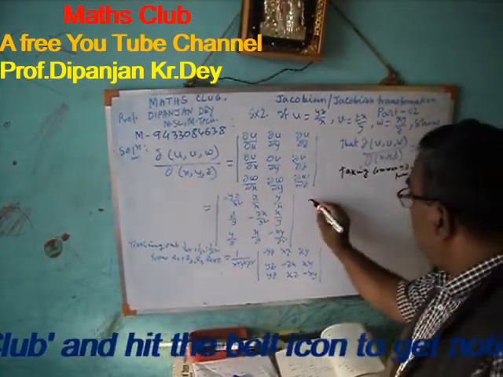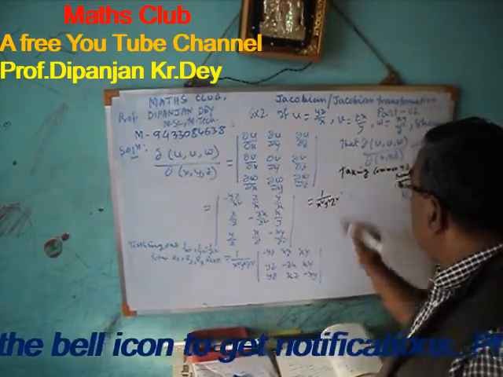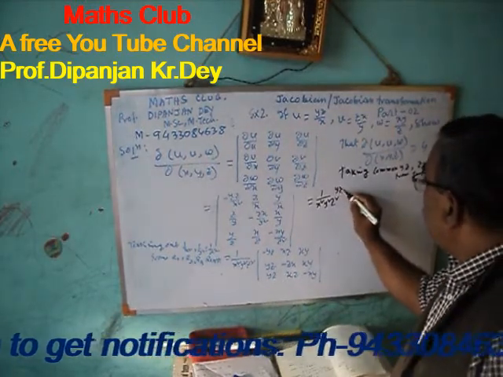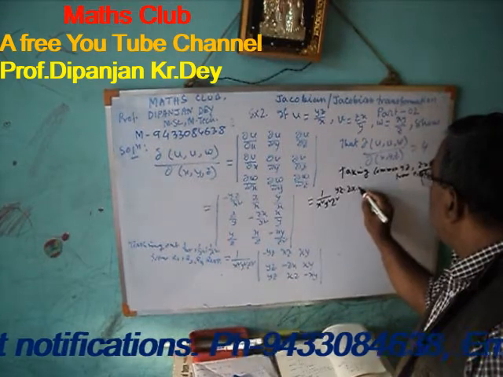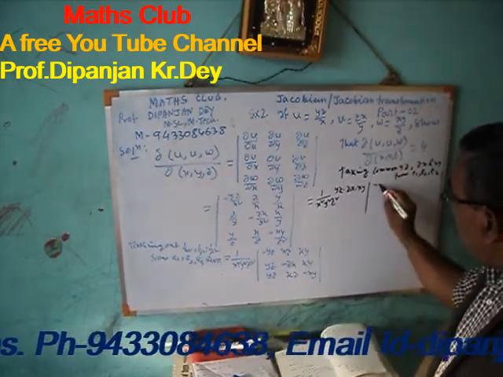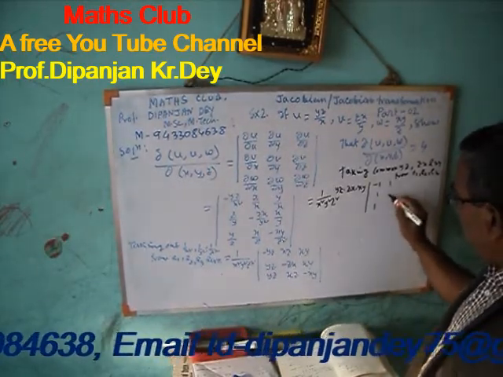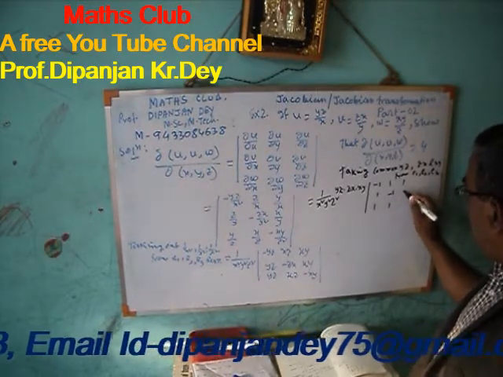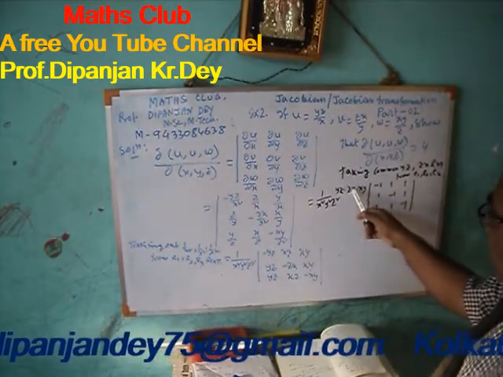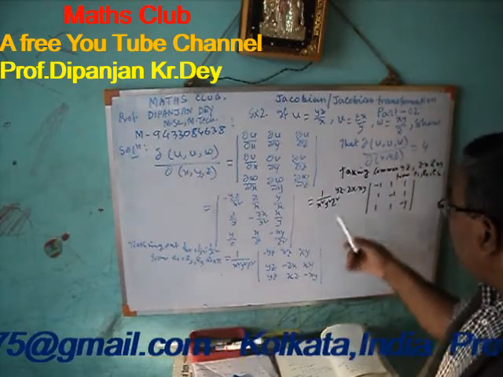So we have 1 by x square y square z square, then yz into zx into xy. Then what I am getting here: minus 1, 1, 1; then 1, minus 1, 1; then 1, 1, minus 1. Now you see here x square, y square, z square, and here also x square, y square, z square, so this thing gets cancelled.